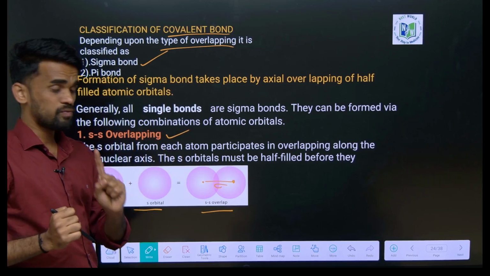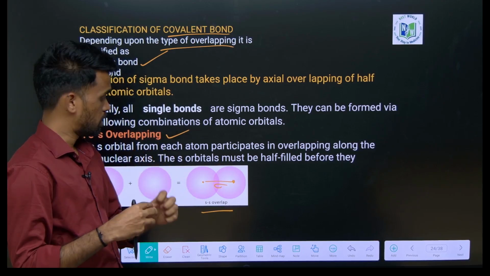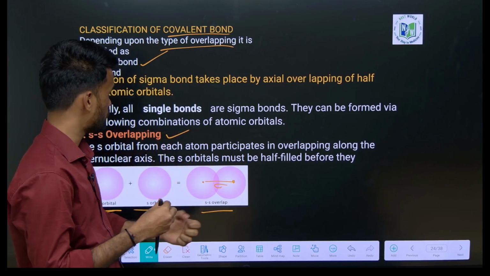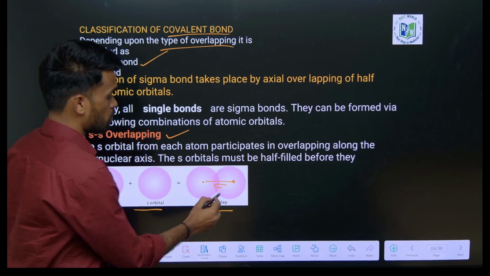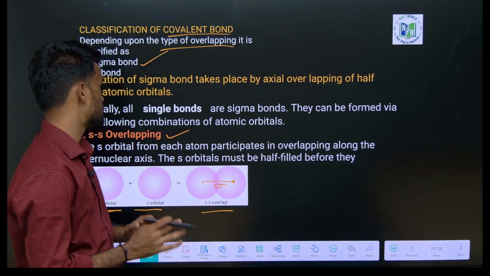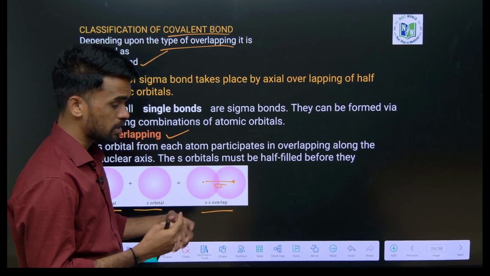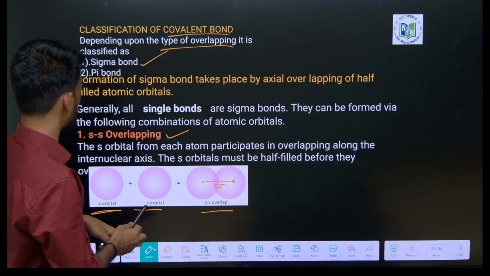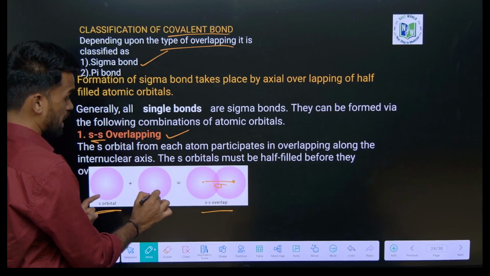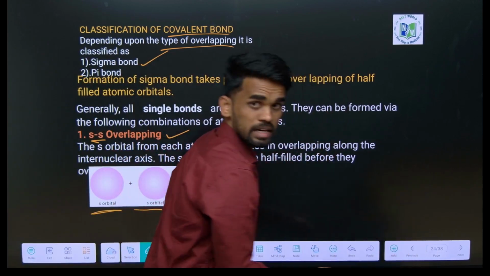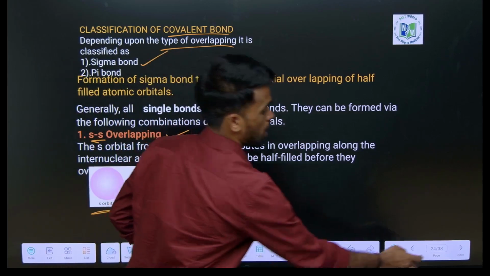The first bond formed between two atoms, when two atomic orbitals overlap, is considered to be a sigma bond only. Generally, this is the general case. This can result in a sigma bond in some other ways also. Let us look into that. If it is two s orbitals only, we can say this is SS overlapping. Sometimes it can be one s and one p orbital also.